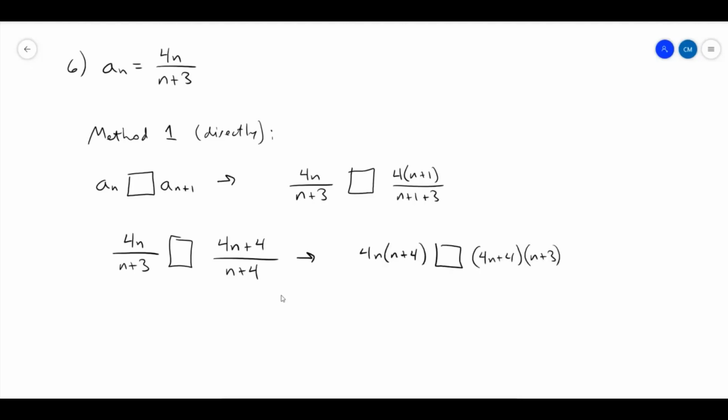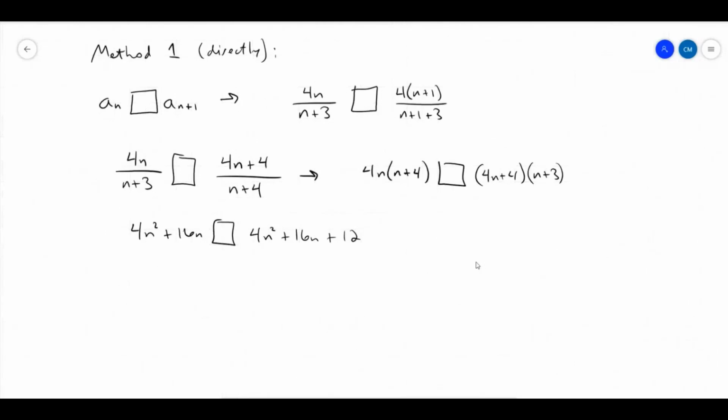Cross multiply, and then just distribute, so you get 4n squared plus 16n, the box, 4n squared. That's going to be 12 plus 4, so 16n, and then plus 12. At this point, we can subtract 4n squared from both sides, and we can subtract 16n from both sides. That leaves me with a 0 on one side and a 12 on the other. Now it's obvious which way this has to point. There's no question anymore: 12 is clearly greater than 0, no matter what n is.